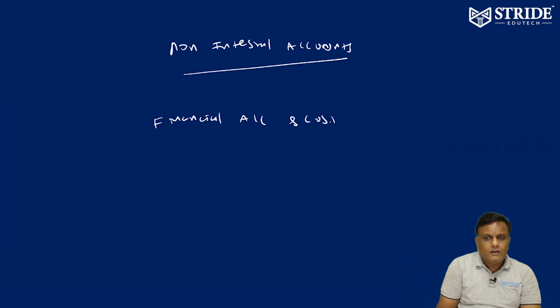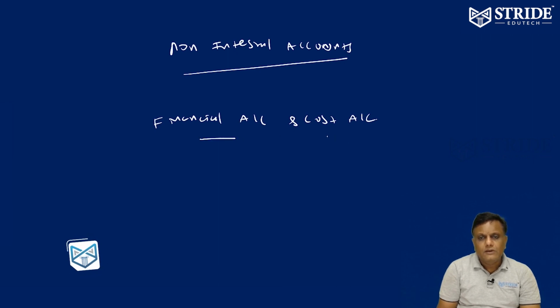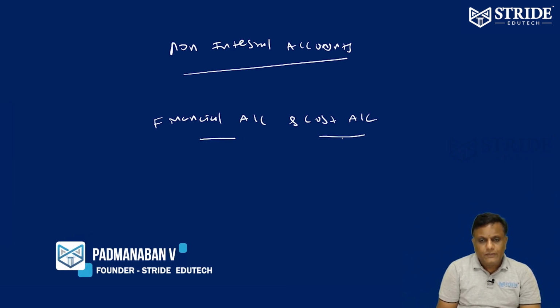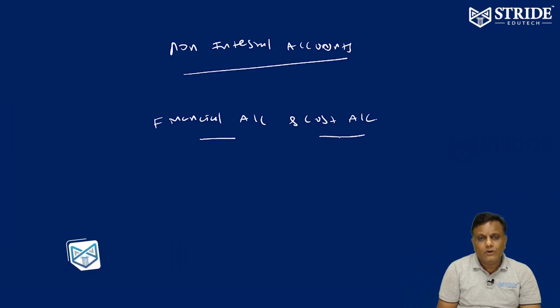Normally we have to maintain them separately. Financial account records are separate, cost account records are separate. For example, if you manufacture any product, various expenses are involved. We have to register them in financial accounts as well as in cost accounts. If the two books of accounts are separated, it is called non-integral. If the two books are integrated, it is called integral accounts.